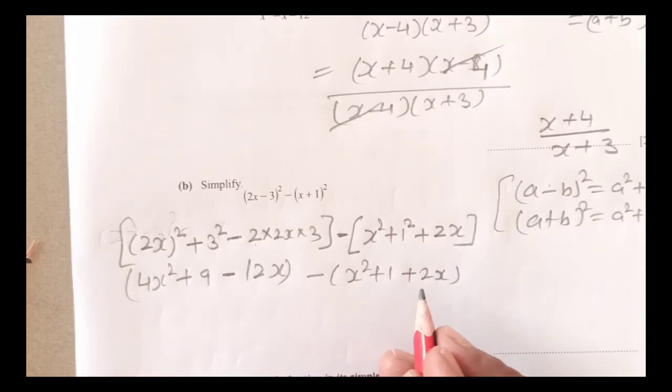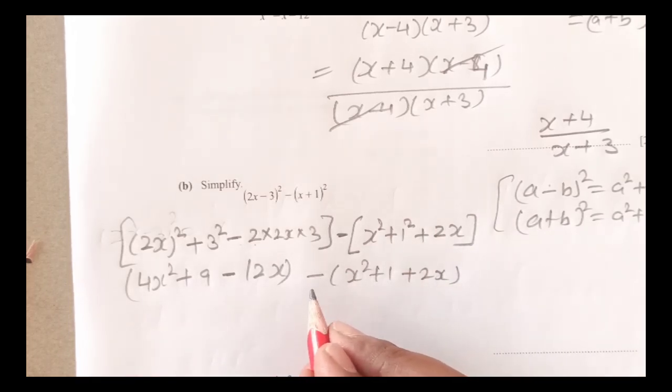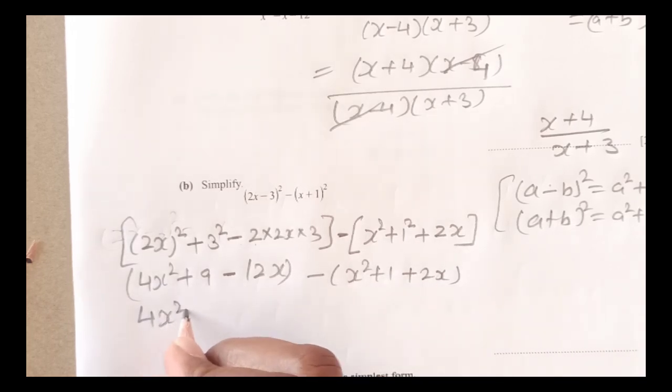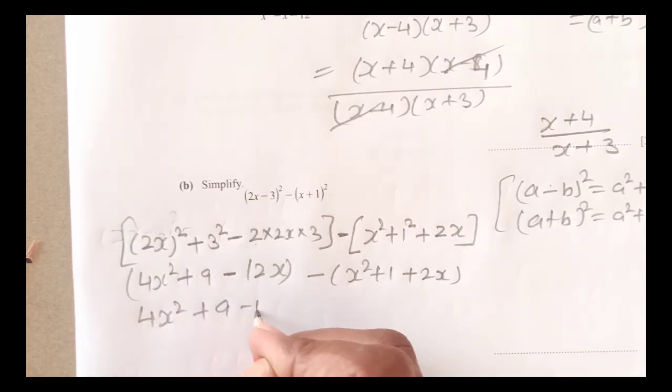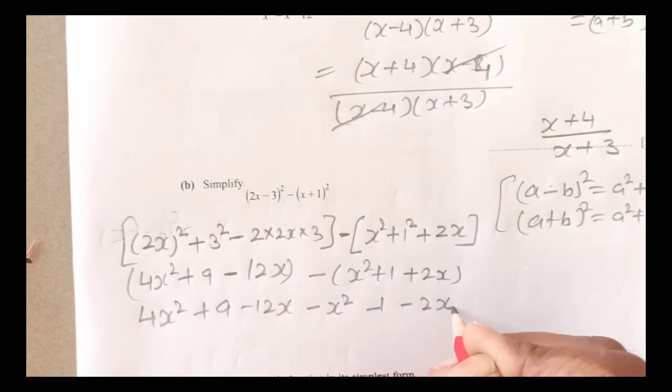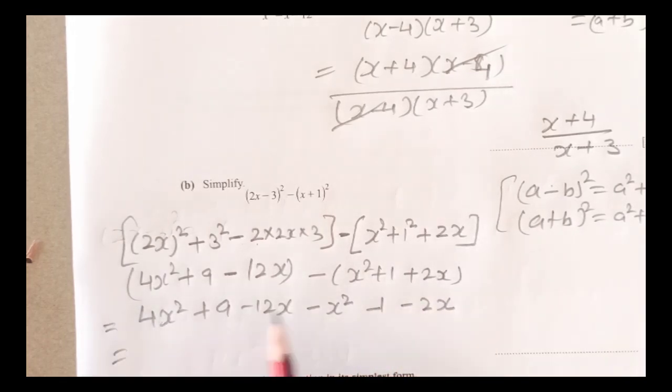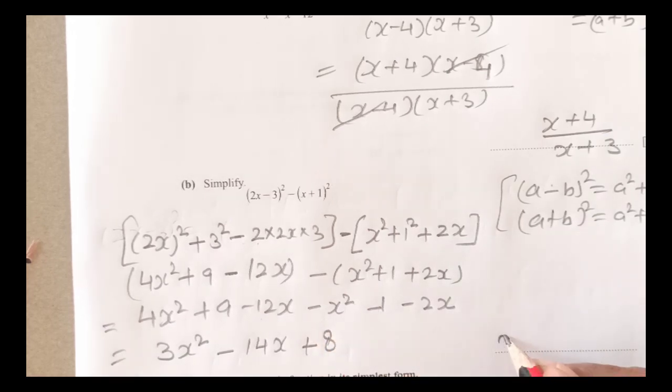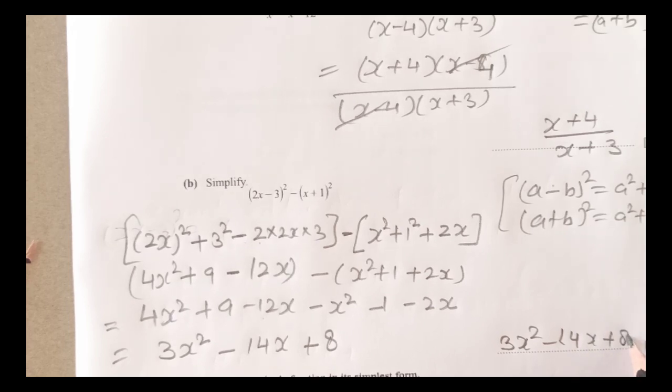Now we can open this bracket. Because there is a negative sign, it's gonna change the signs. 4x squared plus 9 minus 12x minus x squared minus 1 minus 2x, right? So we have 4x squared minus x squared, it is 3x squared, 12x plus 2x, 14x, and 9 minus 1 is 8. So this is our final answer, 3x squared minus 14x plus 8.